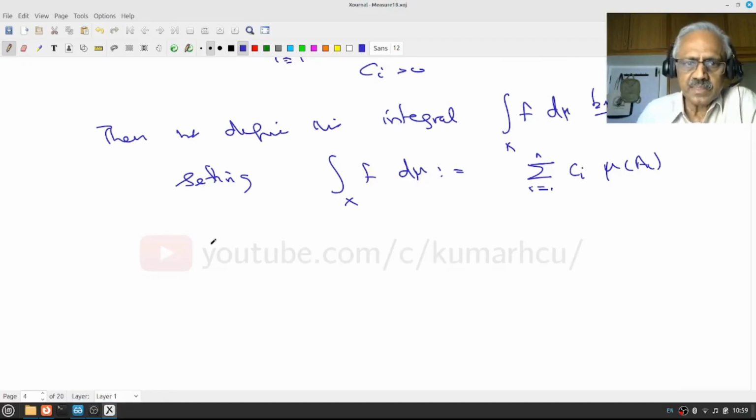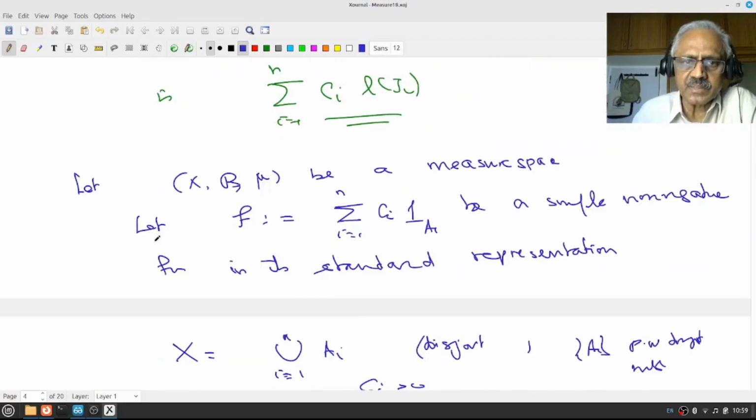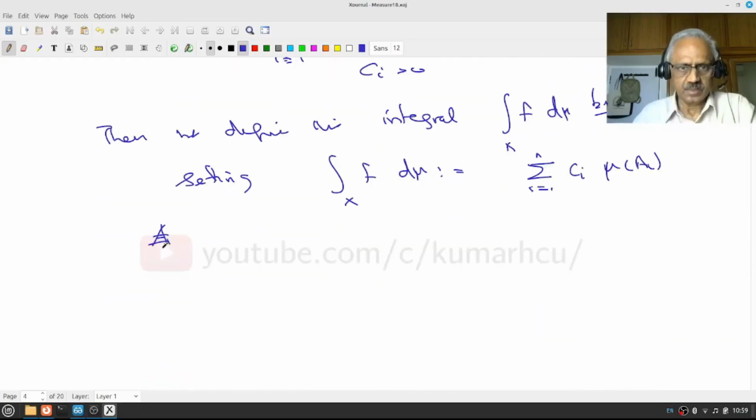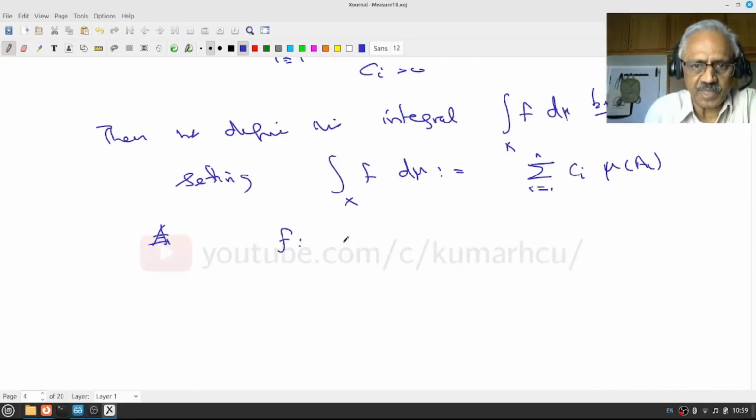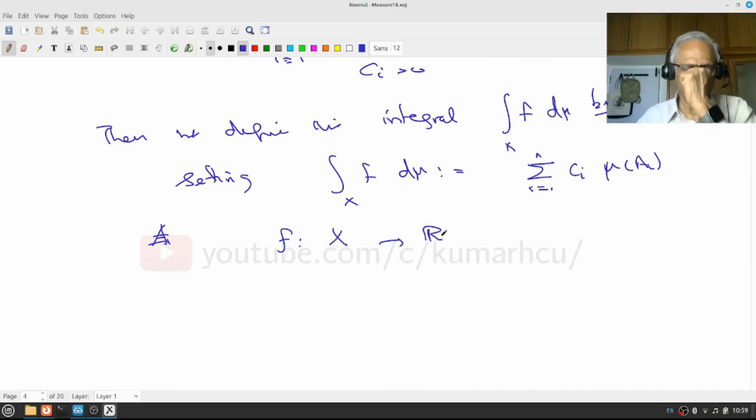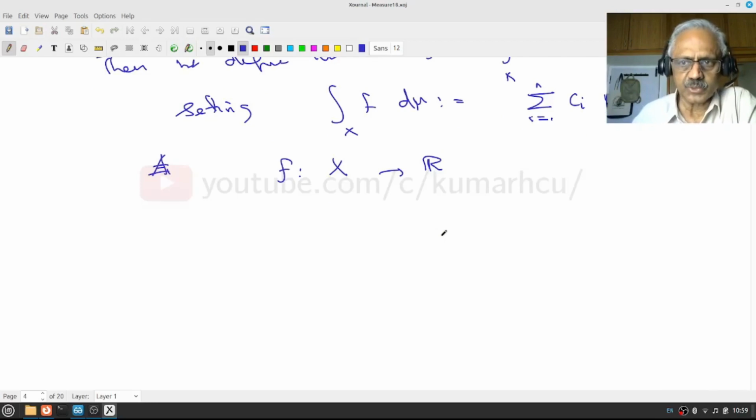And remember we always assume my simple functions take values only in R. So now the infinite value is not assumed.